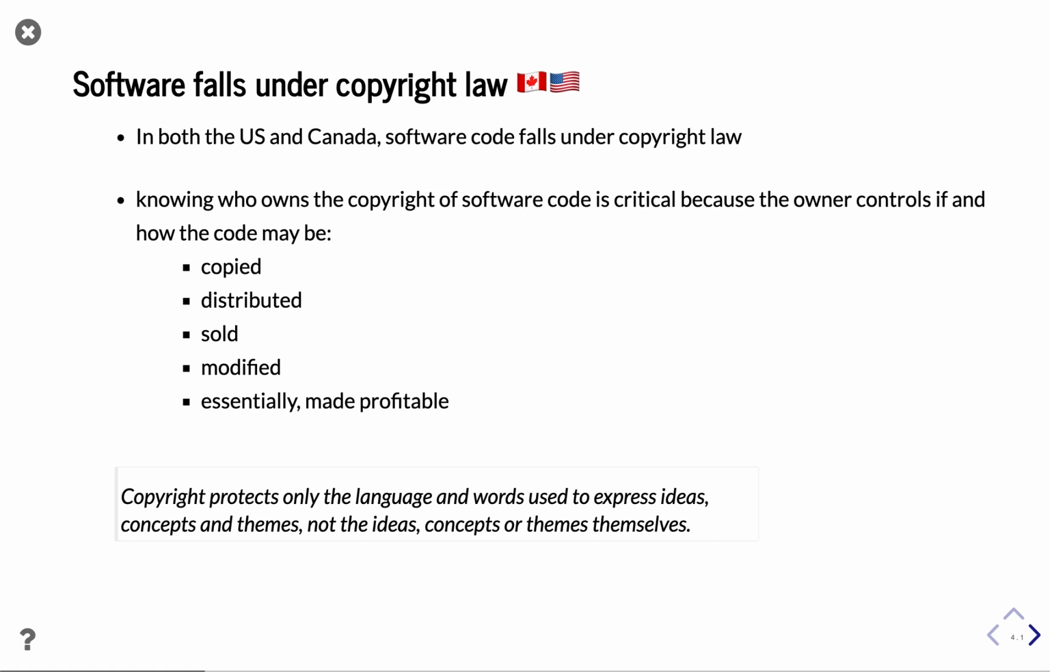While we're talking about copyright, it's really important to note that copyright is really only protecting the language and the words used to express ideas, concepts, and themes, not the ideas, concepts, and themes themselves. So in the context of some software code, the copyright is actually protecting the code that was typed out, not necessarily or at all what the code actually does or the ideas behind it.